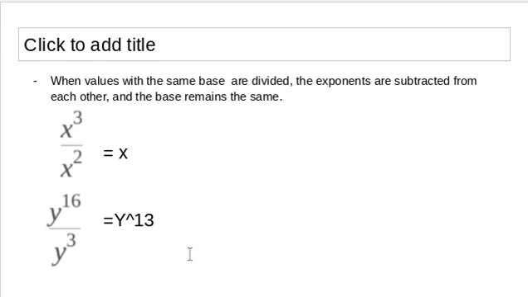Okay. When values with the same base are divided, the exponents are subtracted from each other and the base remains the same. For example, x to the 3rd divided by x to the 2nd equals x. We basically just subtract 2 from 3. 3 minus 2 is equal to 1. And anything to the power of 1, you don't have to put the exponent there. You can just leave it as that base. And same with this. y to the 16th divided by y to the 3rd is basically just subtracting 3 from 16, and that would give us y to the power of 13.